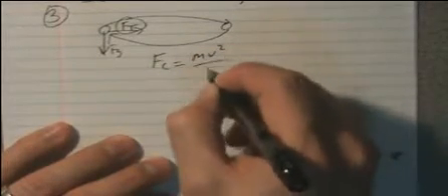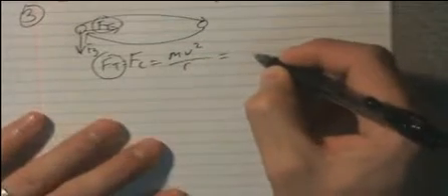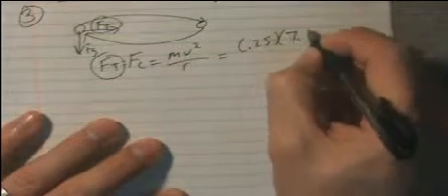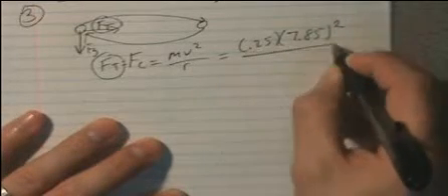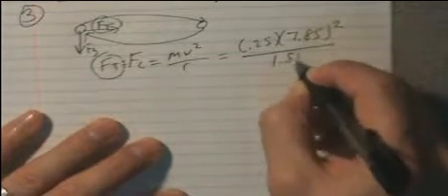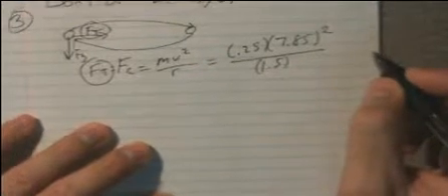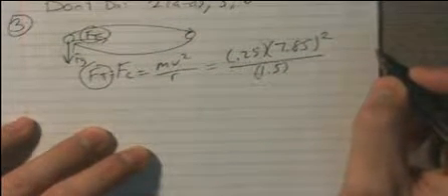Alright, so the only force equation we have for circular motion is mv squared over r. And in this case, the tension force is the centripetal force. We are trying to find the tension in the string. So once again, we simply plug things into our equation. Mass is 0.25. 7.85 is the velocity, and that's squared. And 1.5 is the radius. Punch that into your calculator and see what you get.